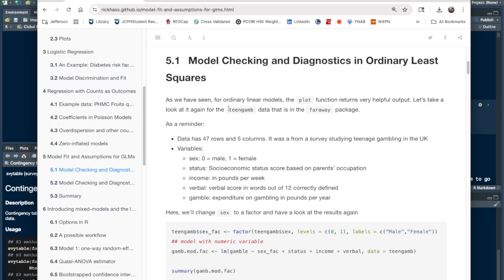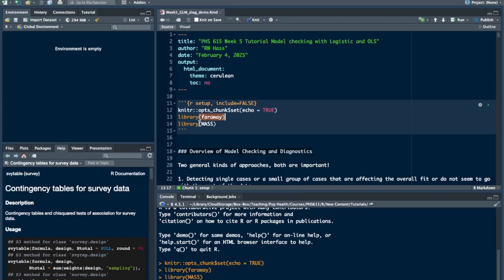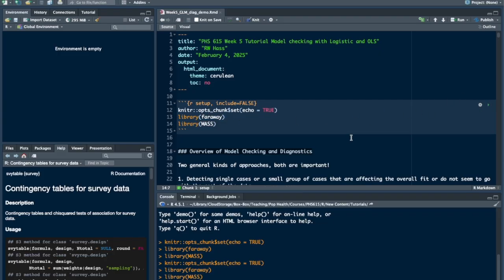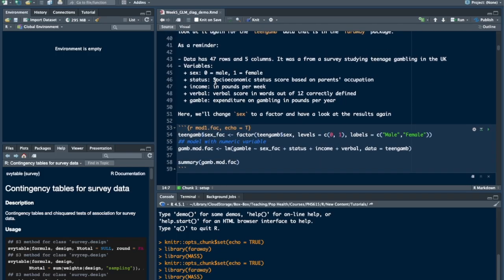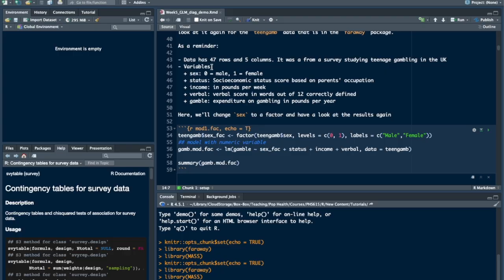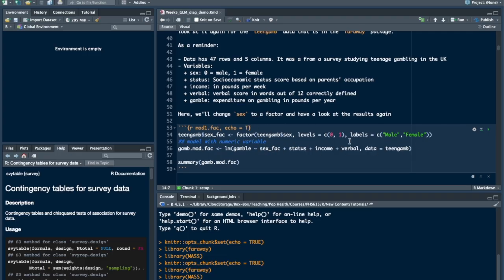For this tutorial, you'll need both the faraway and MASS packages, so I'll load those. And so the first thing that we're going to do is just take a look at this data set. You've used it before, so just as a reminder, we've got a few variables that we can use to predict gambling expenditures. So we'll use the sex of the respondent, socioeconomic status, their income in pounds per week, because this is England, their verbal score on a so-called intelligence test, and gambling expenditures. And we're going to change sex to factor so that it makes it a little easier to look at.